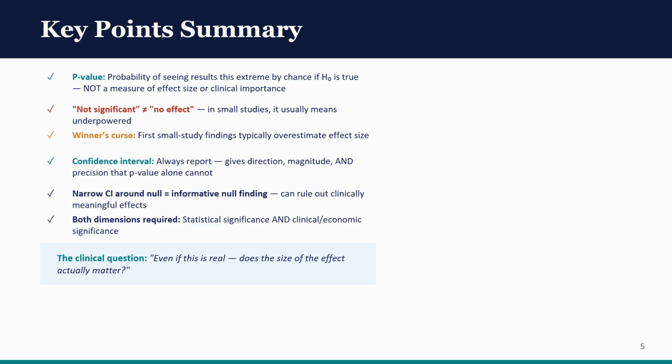One final point on winner's curse. When the first study of a new intervention shows an odds ratio of 8.5 with P equals 0.02 in 40 animals, be skeptical. The next well-powered study in 400 animals will almost certainly show a smaller effect. That's not because the treatment stopped working. It's because small studies that happen to reach significance are statistically biased toward overestimation. Read the literature with that bias in mind.